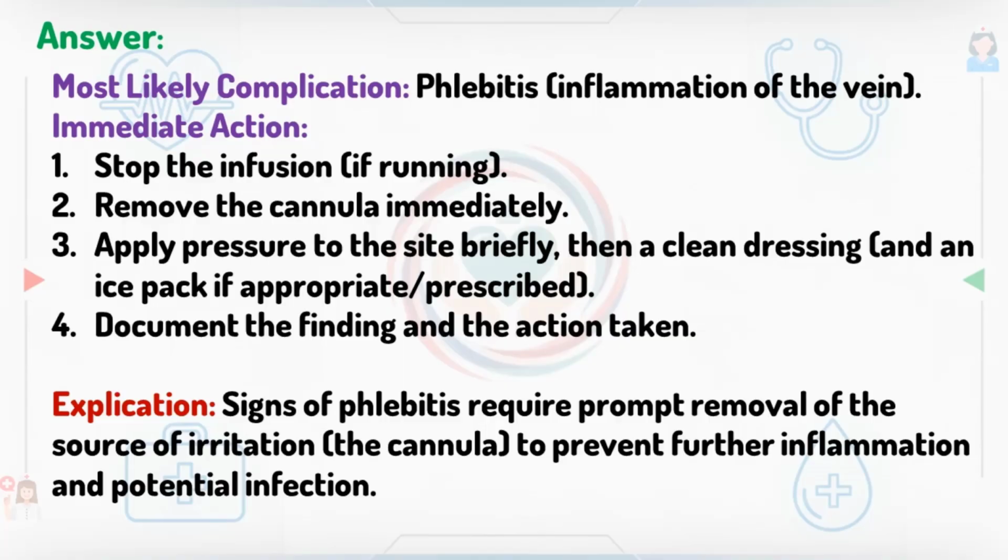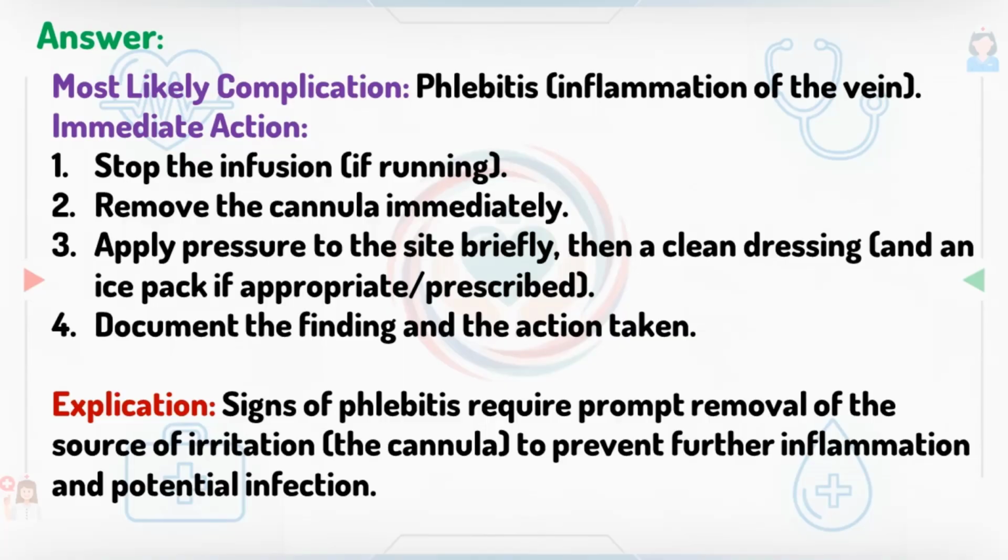Immediate action. 1. Stop the infusion if running. 2. Remove the cannula immediately. 3. Apply pressure to the site briefly, then a clean dressing and an ice pack if appropriate or prescribed. 4. Document the finding and the action taken.